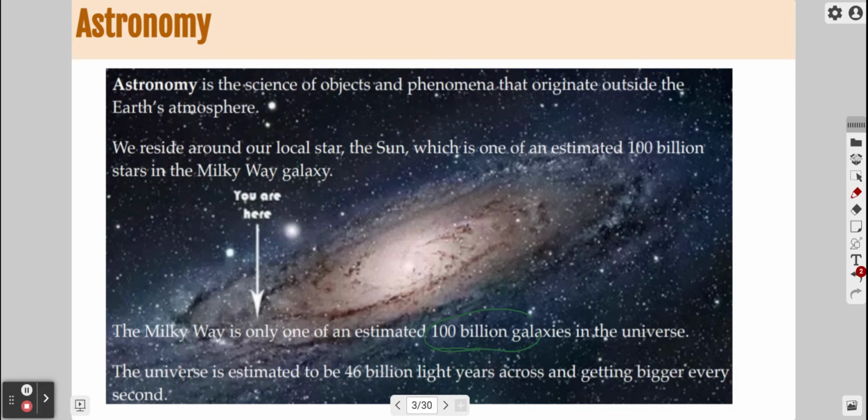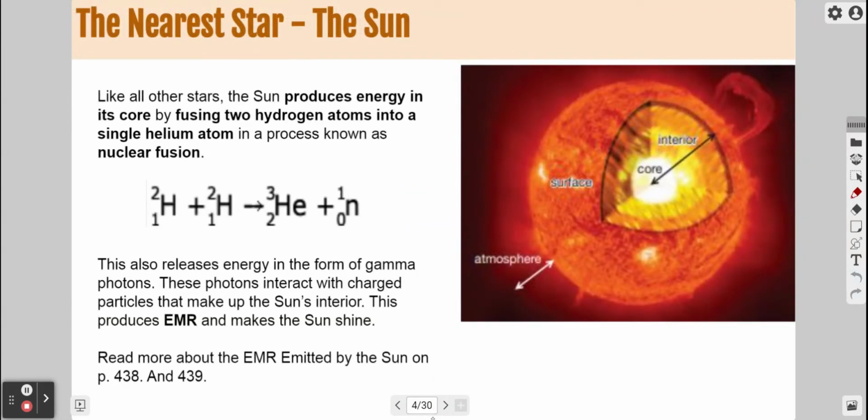That is bizarre. So our sun is one of 100 billion stars in the Milky Way, but then there's another 100 billion galaxies, like crazy. Anyways, the universe is estimated to be about 46 billion light years across and getting bigger every second. Huge. All right, so we're just going to focus in on the sun, which is the star closest to us, and the electromagnetic radiation that's coming from the sun, and also some of the other stars around in our Milky Way.